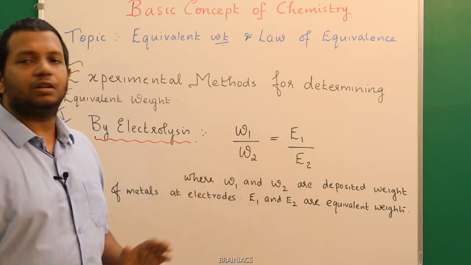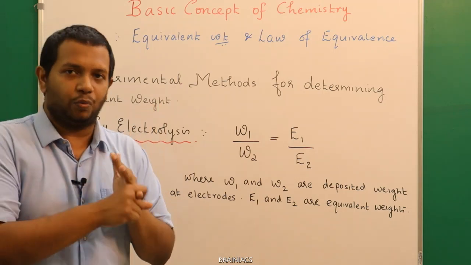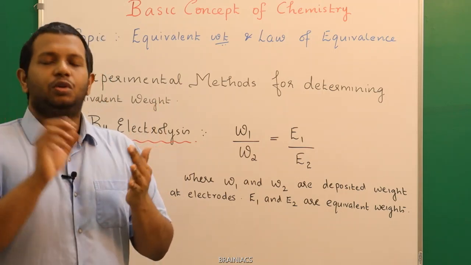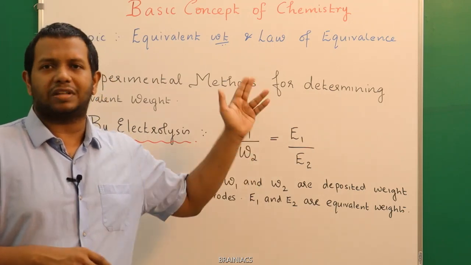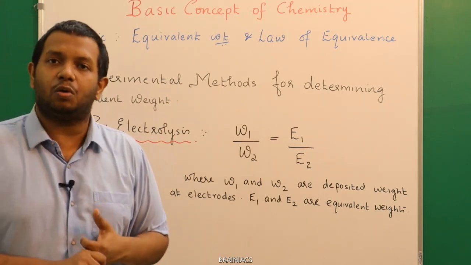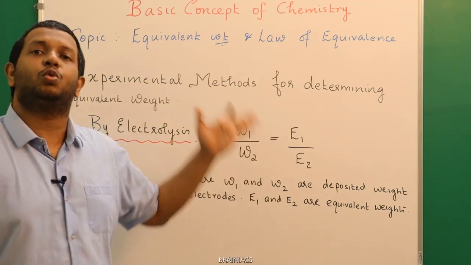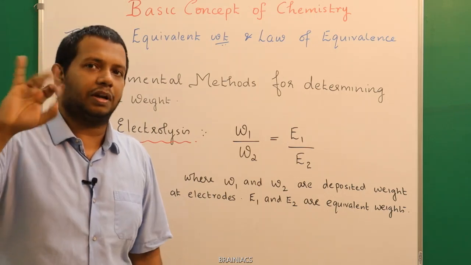So I am concluding here. Now we have learned the concept of what equivalent weight is, and you have learned how to find the equivalent weight of various elements, compounds, acids, everything. You have also seen how to find the equivalent weight of various elements experimentally. Now we know how to calculate the equivalent weight.